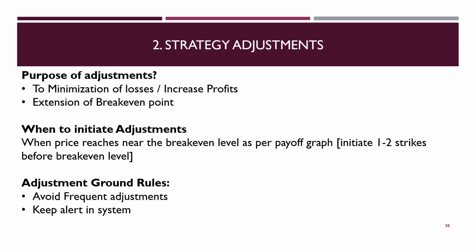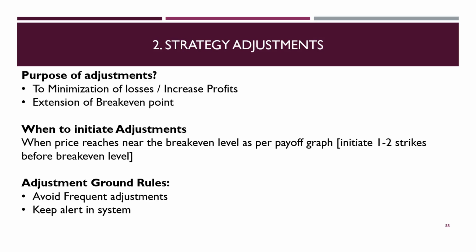Now what happens when you put on a strategy and the current market price reaches the break-even level, your mark to market will be negative, and with further move in the price, your losses will widen. So to correct that, once we reach a break-even level, we try to extend our break-even level to get more cover on the losing side.